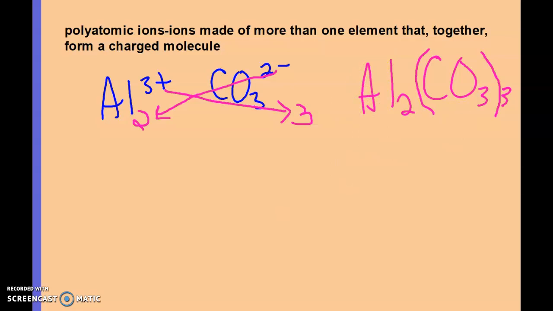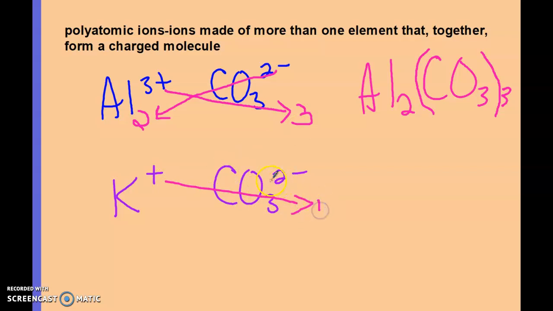Let's do another example here real quick. What if I do potassium, which is a +1, and carbonate, which is a 2-. Again, I love the quick, easy method, so I'm going to do the crossover method. This is going to be a 2. It's my final formula.